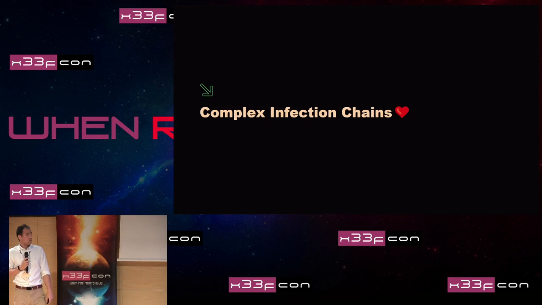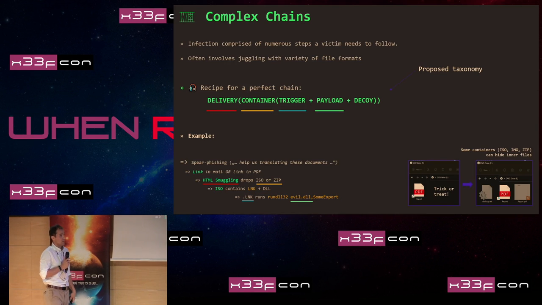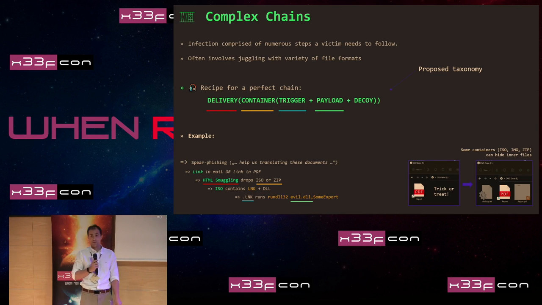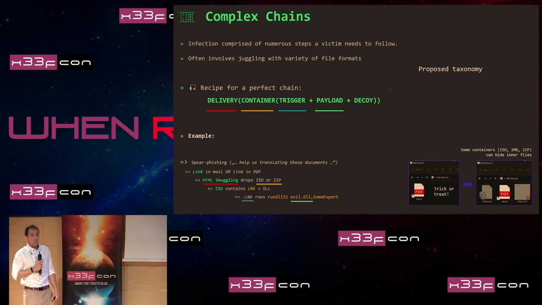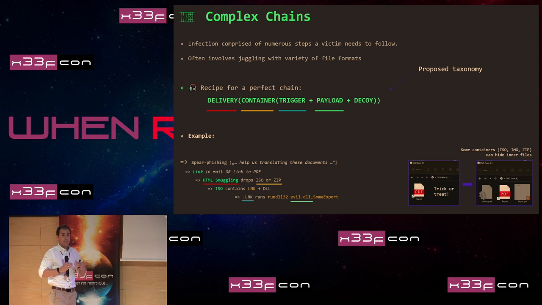Now let's get back to the main core concept that we are here to discuss: the idea of complex/disparate infection chains. When thinking about chains, we can decompose a typical chain into subsequent steps. Among the others, we can have delivery. By delivery, we mean any means to deliver the file to the victim.